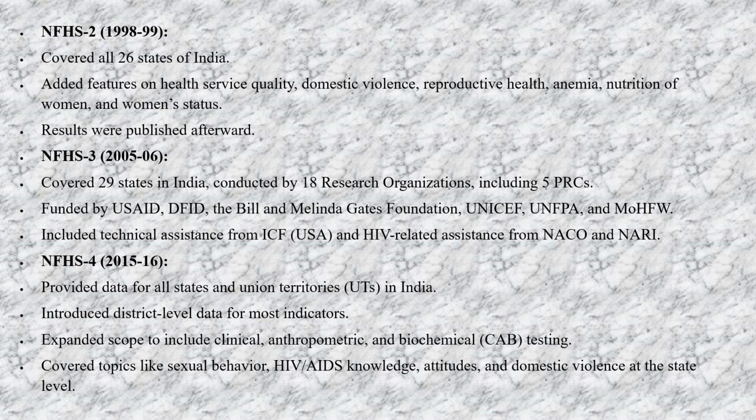NFHS 4, 2015 to 16. Provided data for all states and union territories, UTs, in India. Introduced district-level data for most indicators. Expanded scope to include clinical, anthropometric, and biochemical (CAB) testing. Covered topics like sexual behavior, HIV, AIDS knowledge, attitudes, and domestic violence at the state level.